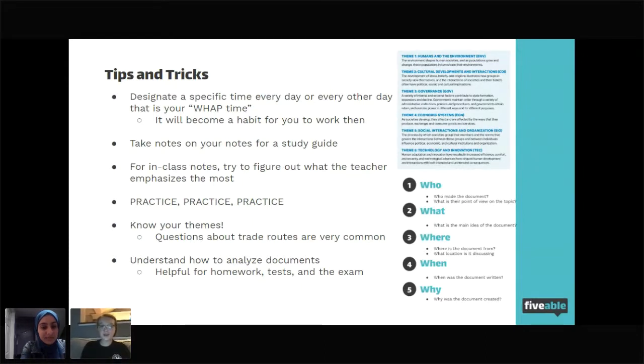And then if we're talking about in-class notes, you want to figure out what the teacher emphasizes the most. So maybe in class, you hear them talking about this one thing over and over again. You might hear them saying, oh, MAIN, MAIN, MAIN, when they're talking about World War I. They're talking about militarism, alliances, imperialism, and nationalism. So if you hear them say that constantly, you'll know, okay, that's important.